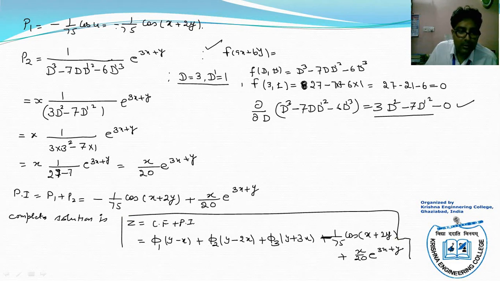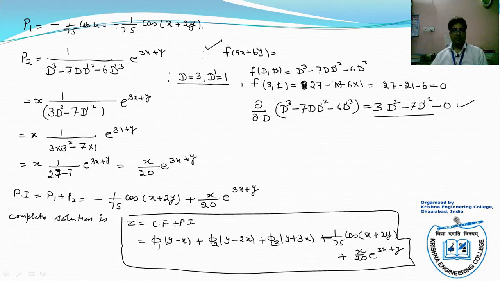This is the complete solution of the problem. Here the complete solution is CF plus PI. Clearly we have seen that CF contains the arbitrary functions and PI does not contain any arbitrary functions. Clear?